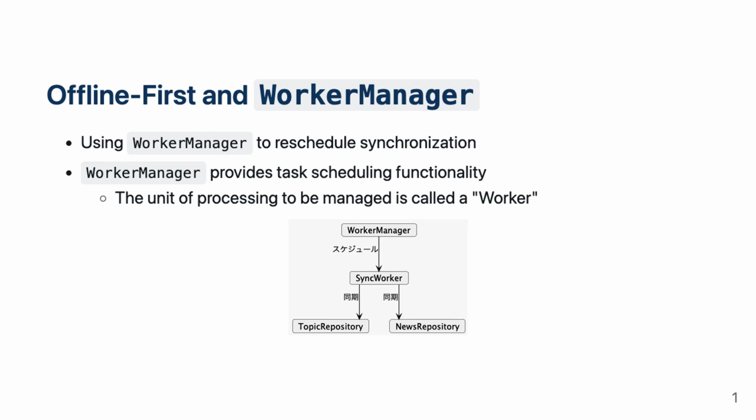In the previous video, we learned that each repository synchronizes and implements offline first by using a local data source as the single source of truth. In this video, we will learn how to ensure this synchronization is executed even when offline or when the app is in the background. This is achieved by scheduling processes with Work Manager.